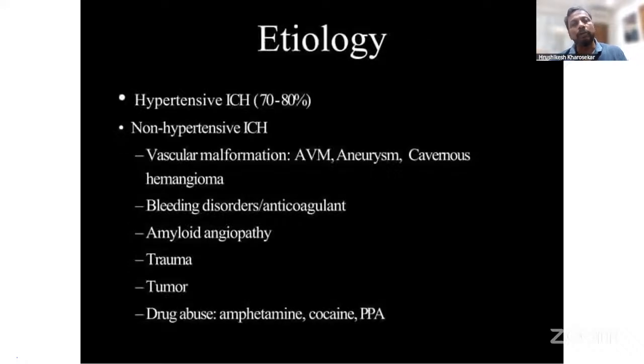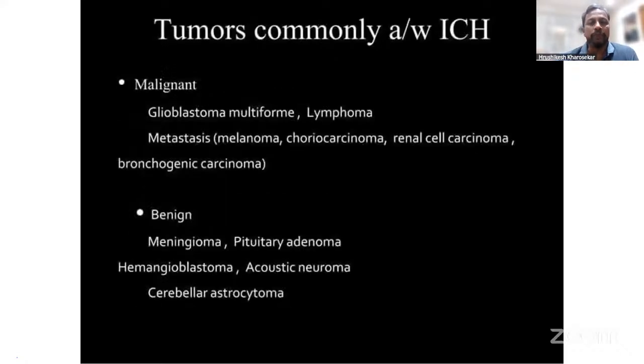So coming to the etiology, most common is hypertensive, which we see commonly in our practice. Non-hypertensive bleed can be due to vascular malformation, hemangiomas, bleeding disorders, most commonly seen amyloid angiopathy, trauma, tumor, and drug abuse like amphetamine, cocaine, PPA. The tumors which are associated most commonly with ICH are glioblastoma, lymphoma, METs, meningioma, pituitary tumors, sometimes acoustics, and cerebral astrocytoma.